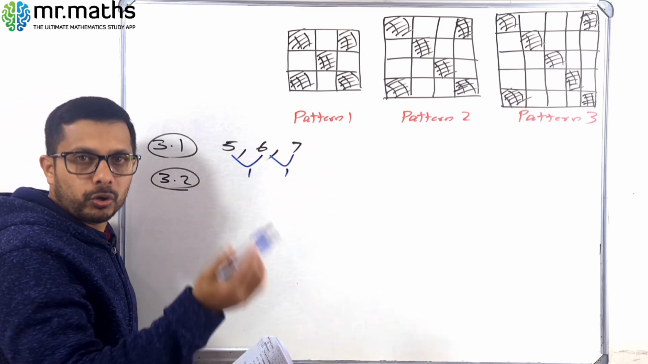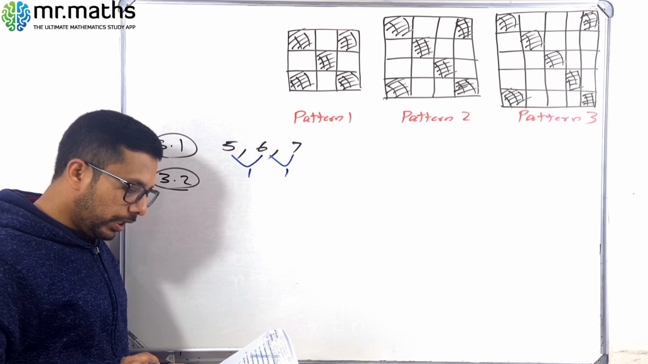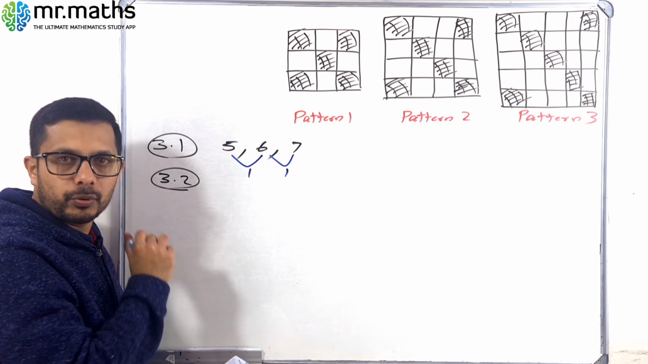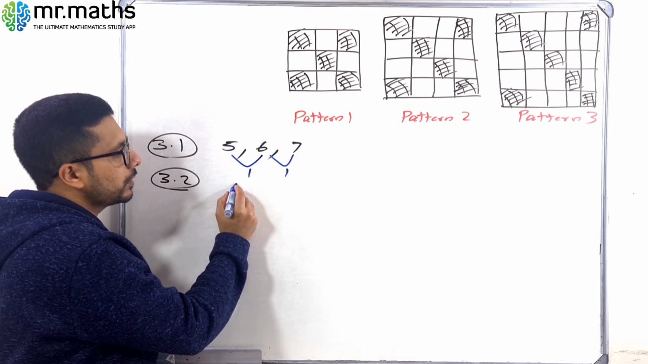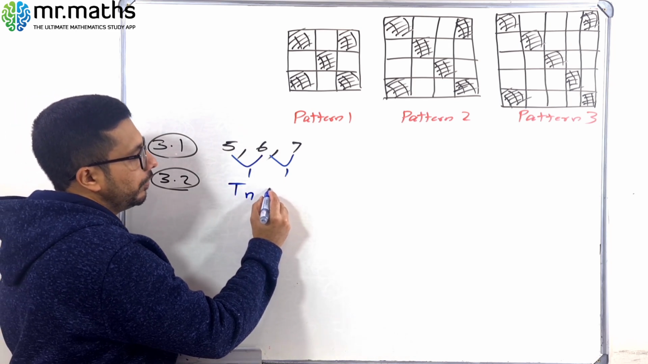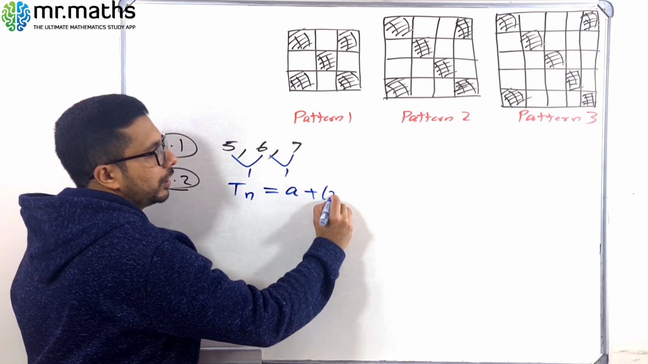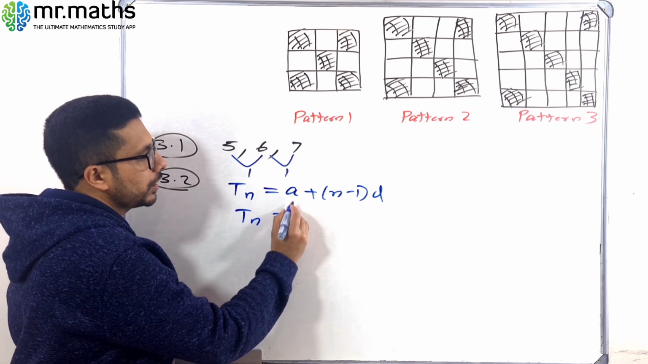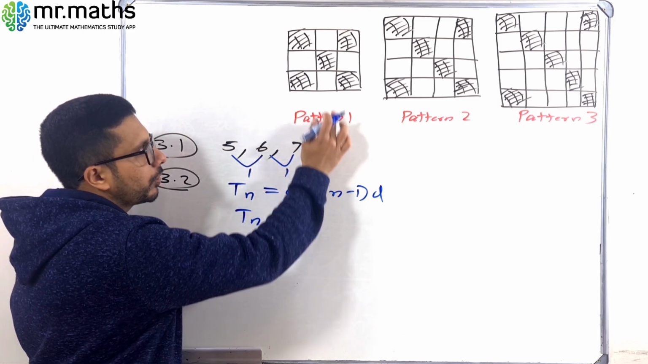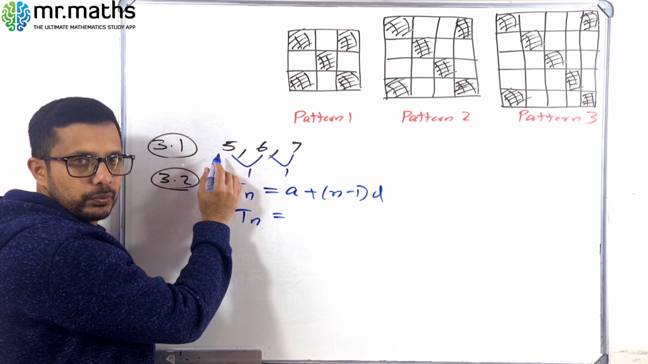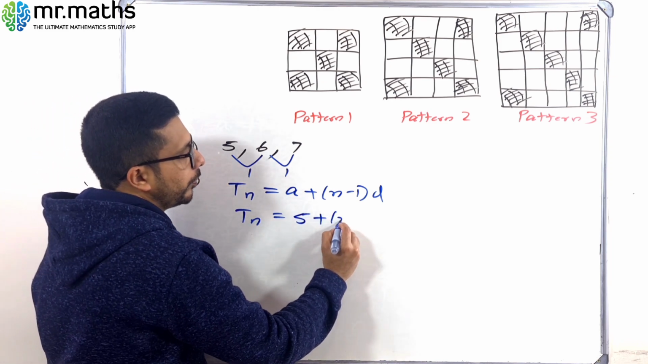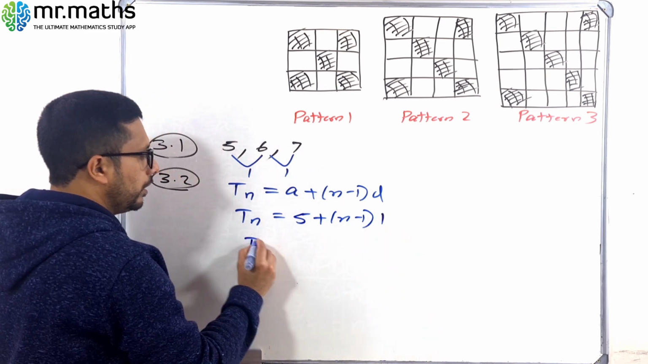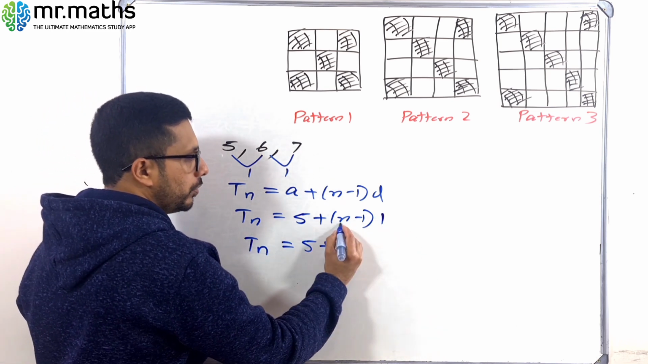Write a formula for the number of black blocks. Since this is an arithmetic sequence, we can write the general formula a plus n minus 1 into d. So Tn is equal to, what is a? In the first pattern, how many black blocks are there? 5. So 5 plus n minus 1 into d. What is the common difference? 1.